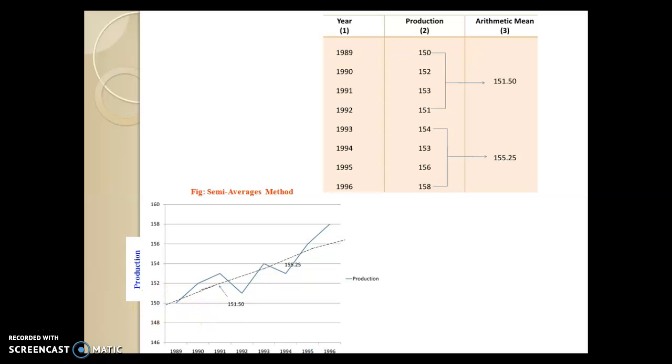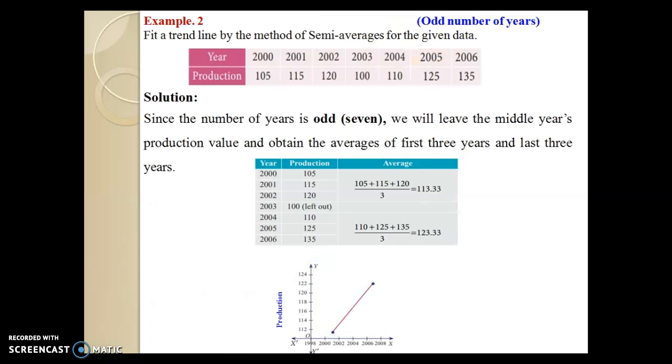As per the x-axis and y-axis, the year and production. This is the first arithmetic mean. Again, the second arithmetic mean. This is the graphical method, the semi-average method. And another example, the odd method.